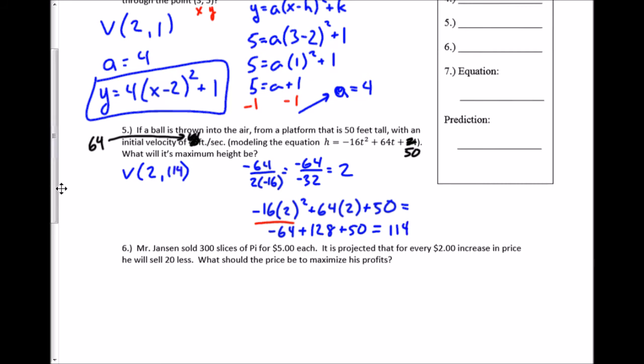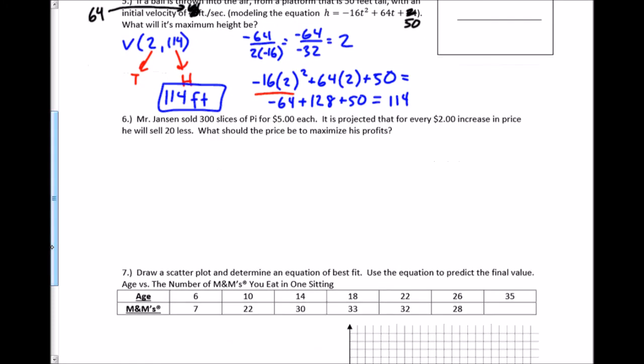Okay? And now I just need to interpret this thing. This is my time, and this one is my height, which means the thing it's asking for is the height. So I'm just going to say 114 feet. And that's it. Number 6, we're selling slices of pie here.